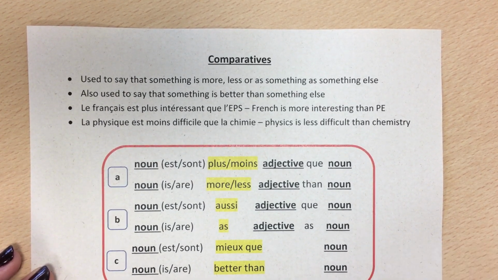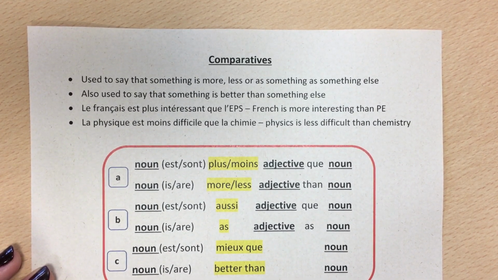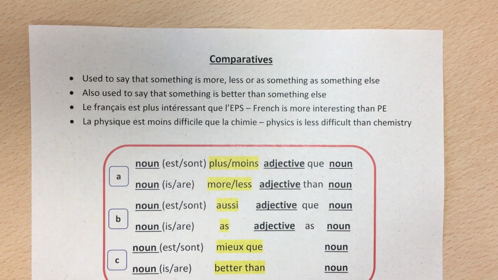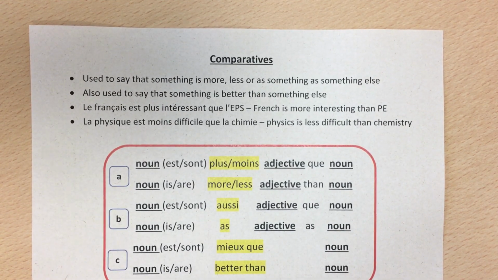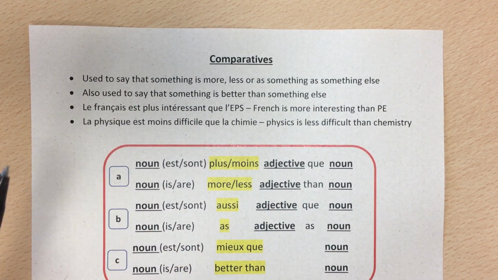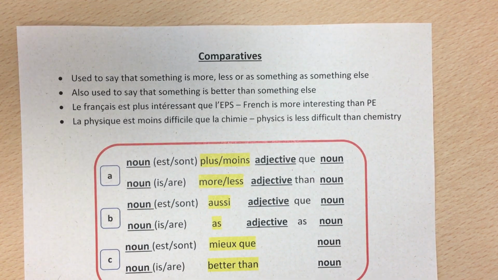Comparatives are super useful and they allow us to do exactly what it says on the tin. They allow us to compare two things. We use them in English as well as in French. They can be used to say that something is more than or less than something else, or maybe that something is better than something else, or as good as something else.